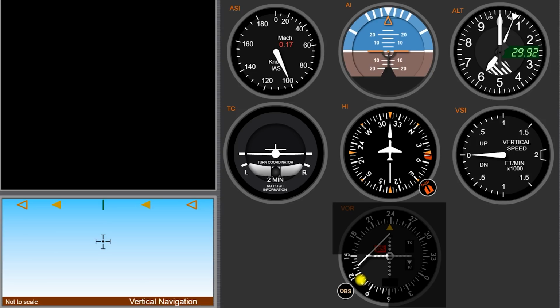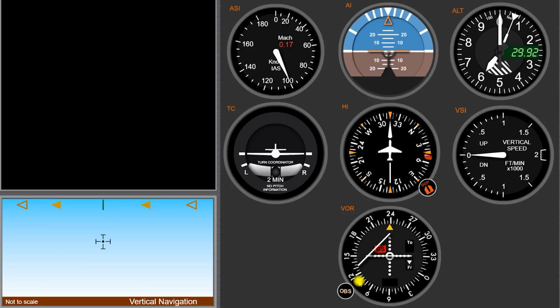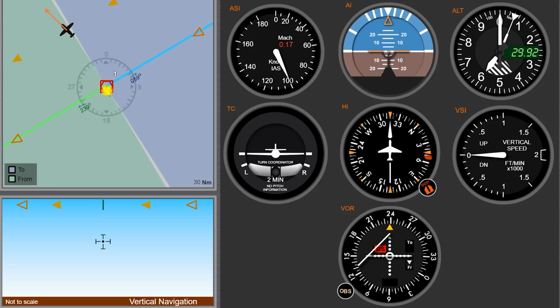A 110 heading or so to the station would tell us, well, if it's 110 to the station, we must be northwest of the station because 110 from the station is southeast. So if we're over here and we're flying a heading of 110, we cross over and we continue to fly the heading of 110, we'd be southeast. Therefore, right now, we are northwest.